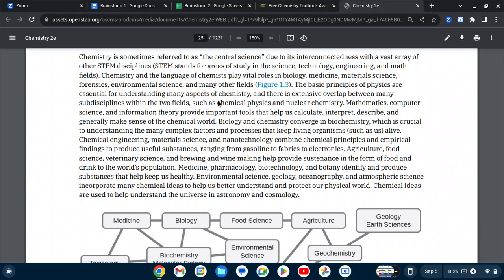Chemical engineering, material science, and nanotechnology combine chemical principles and empirical findings to produce useful substances ranging from gasoline to fabrics to electronics. Agriculture, food science, veterinary science, and brewing and wine making help provide sustenance in the form of food and drink to the world's population. Medicine, pharmacology, biotechnology, and botany identify and produce substances that help keep us healthy. Environmental science, geology, oceanography, and atmospheric science incorporate many chemical ideas to help us better understand and protect our physical world. Chemical ideas are used to help understand the universe in astronomy and cosmology.